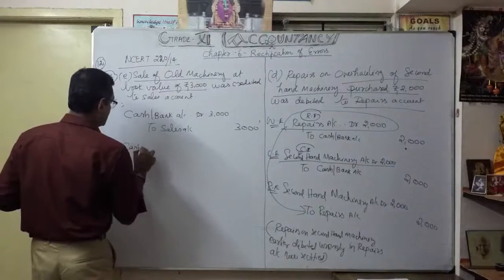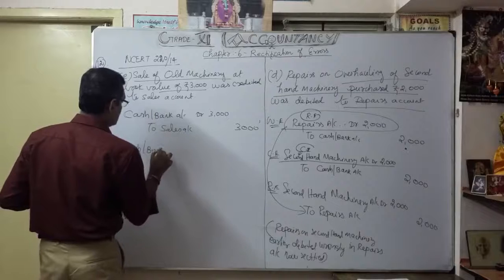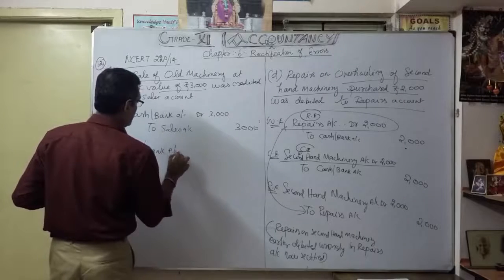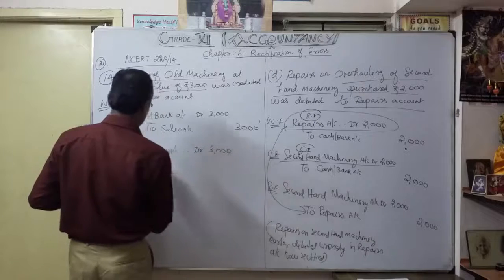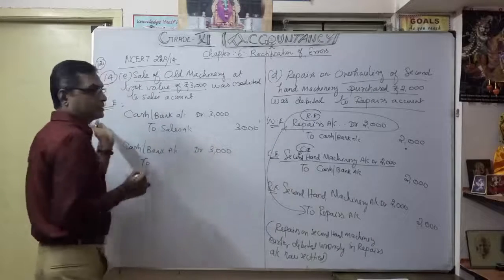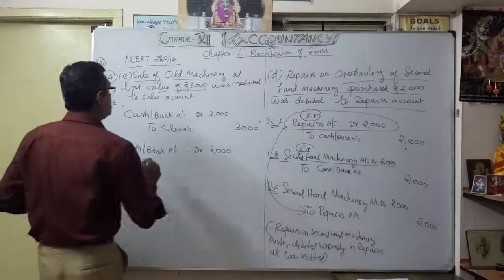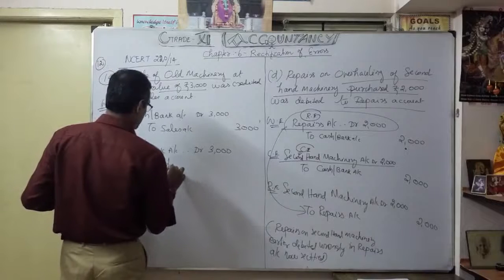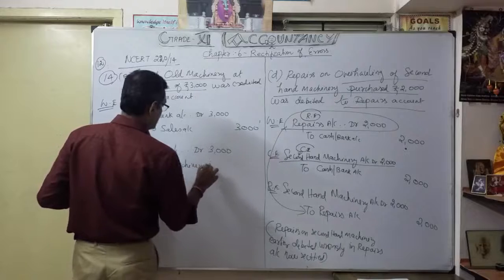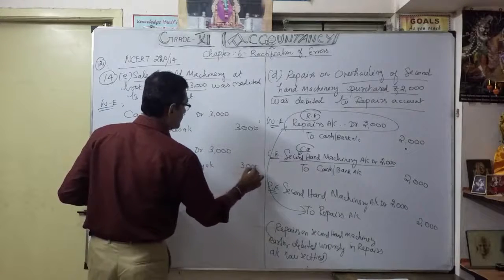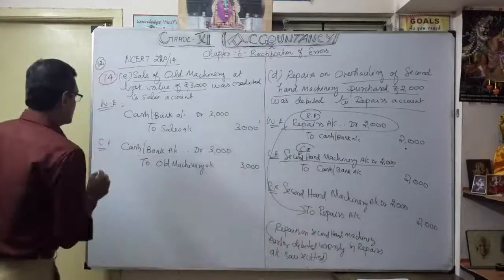Again, cash or bank account debit 3,000 to what? The machinery has gone out, so to old machinery account. We want to credit the old machinery account. Then only will our old machinery account be nil. Understood?